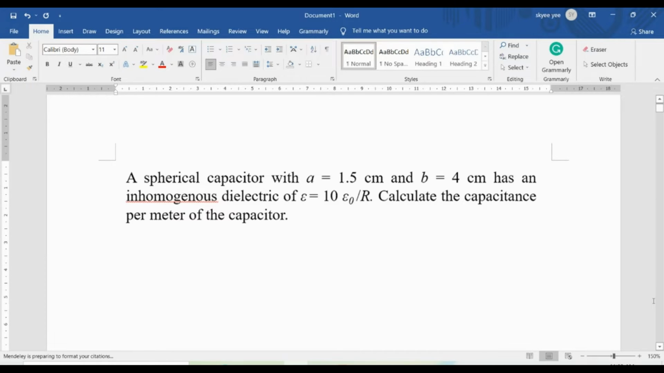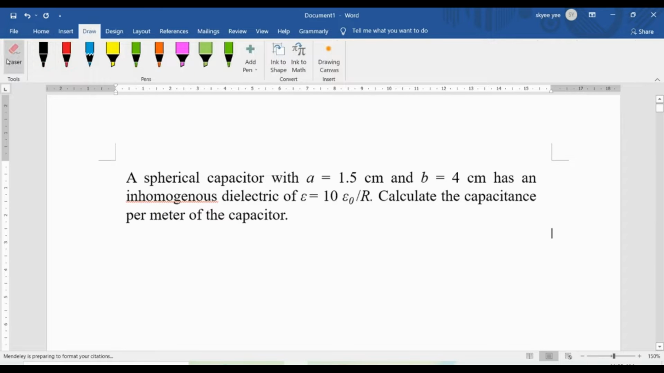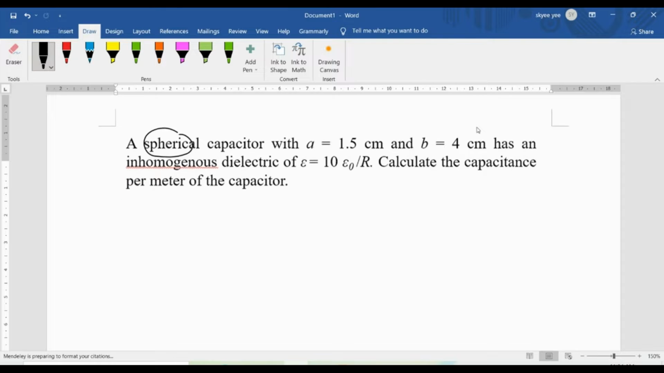Okay, so you have spherical capacitors, meaning that it is a sphere. The inner radius is 1.5 and the outer radius is 4 centimeters. Okay, so it has inhomogeneous dielectrics.